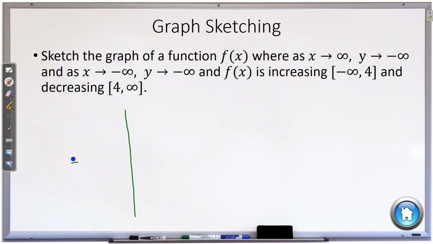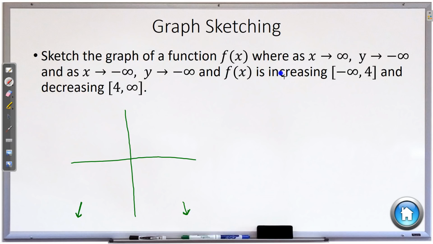Here's my graph. As x goes to positive infinity, that means going to the right. y goes to -infinity, down. So that means this arrow down here will be going down. As x goes to -infinity, so that's this way, y also goes to -infinity, so that's down this way. That means this arrow will also be down. Now what happens in the middle? So hopefully they give us some more.